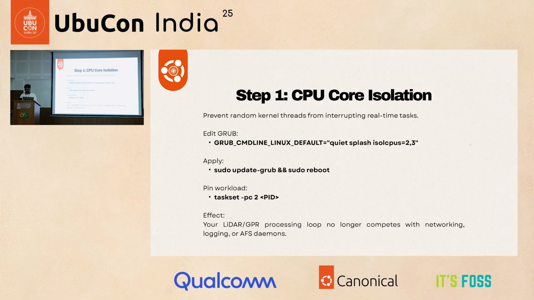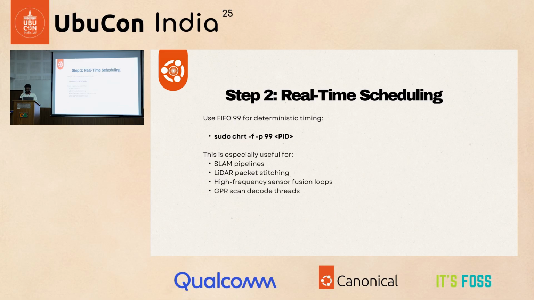We'll edit the GRUB. We'll isolate some cores for the jobs, update the GRUB, reboot the system, and allocate the PID to those CPU cores. We'll do the real-time scheduling. We are using FIFO 99. On the scale of 0 to 99, we are allocating 99 for the maximum priority.